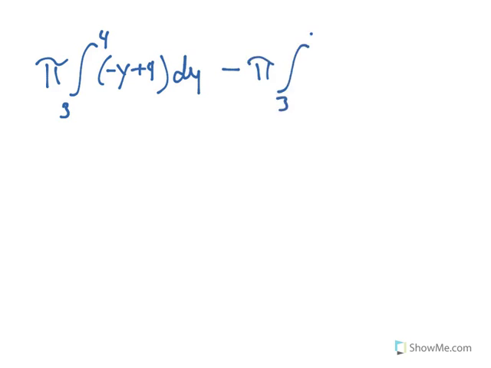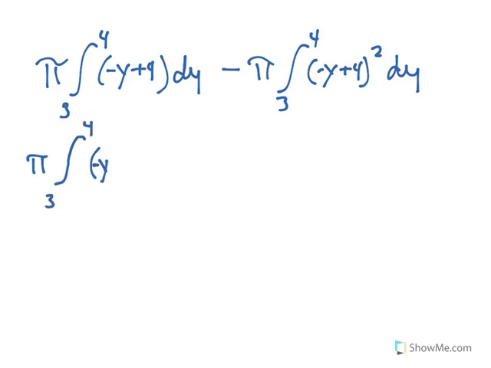And so it was pi, the integral from 3 to 4 of negative y plus 4 dy minus pi, the integral from 3 to 4 of negative y plus 4 squared dy. You can find each thing individually, or you could combine them all into one problem, which would be pi. And any approach is right. This is not necessarily a non-calculator problem. I'm just going to put it in. Negative y plus 4 minus negative y plus 4 squared dy.